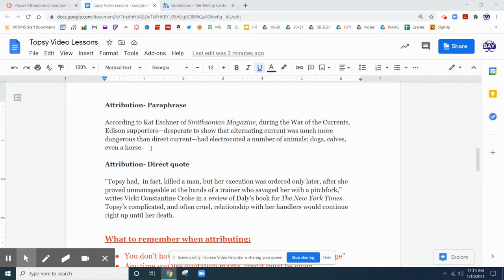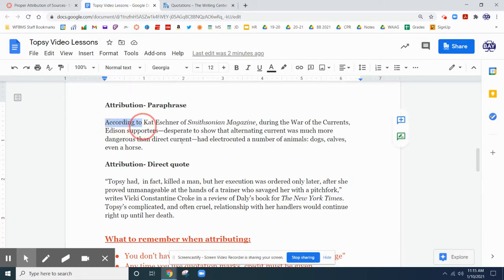You can see here in my example of paraphrasing, there are no quotation marks. Instead, I've taken the information from this source of Smithsonian Magazine and I've rewritten it in my own words. But I wouldn't have known this info without this source. I got it from this source. So I want to make sure I give it the proper credit. So here is a way that you can write a paraphrased sentence attributing to a source.